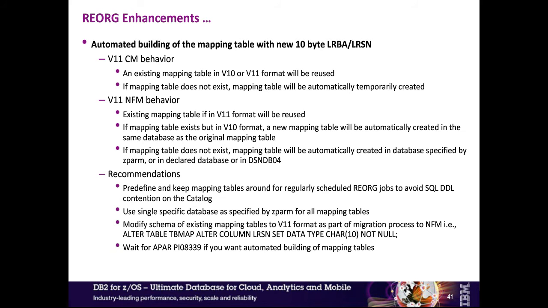Modify the schema of the existing mapping table to the V11 format with a simpler alter table example that I've shown on this chart here, where you simply alter the table, increasing the size of the LRSN column to 10 bytes. And this last point here is to wait for the PTF for APAR PI08339 if you want to automate the building of the mapping tables.